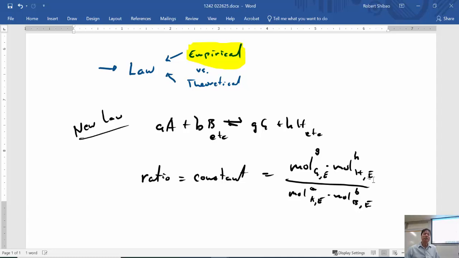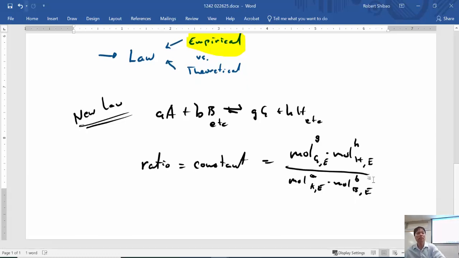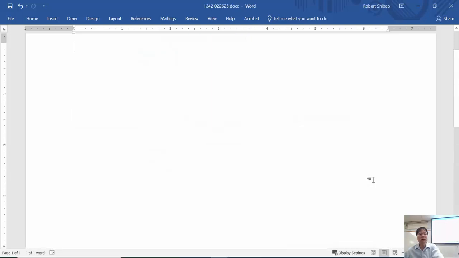And what I said about laws, we expect minimal exceptions to the law. Otherwise, I'd call it a rule. This law turns out to work well for other reactions. So we should test the law and see how it works. We should test the law on other reactions. So let me insert some pages here. I forgot to do that.